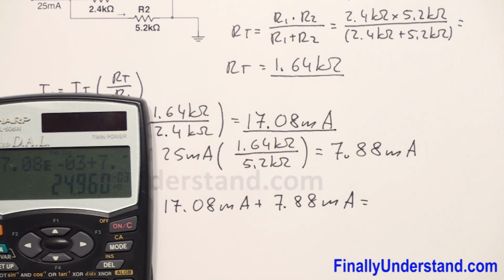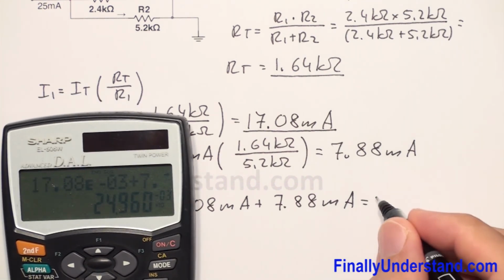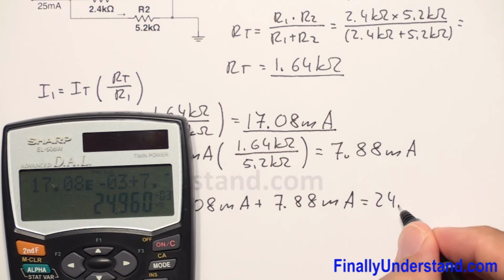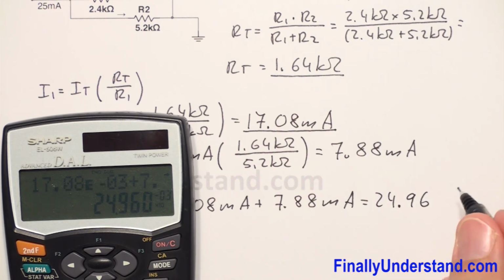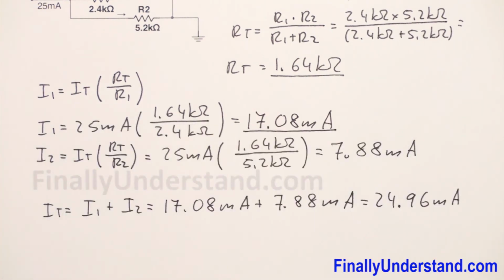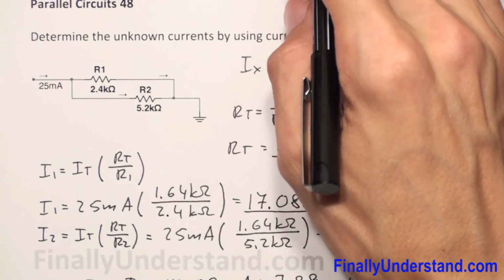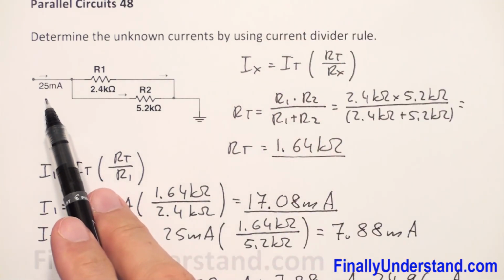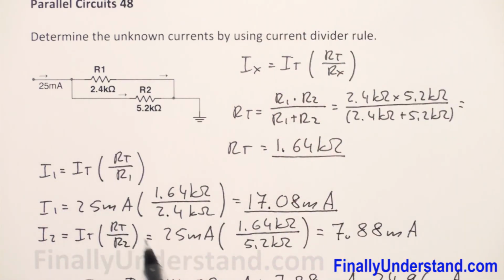This is equal 24.96 milliamps. This is approximately equal 25 milliamps. So it means that the currents which we obtained from our calculations are correct, and these are the solutions to our problem.